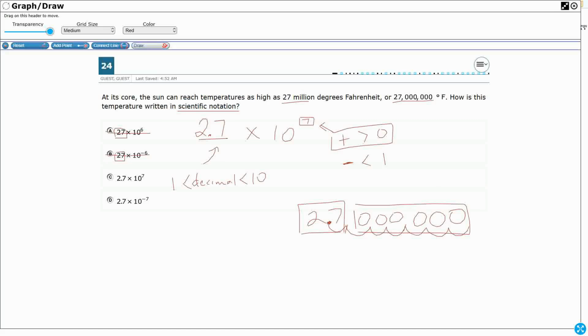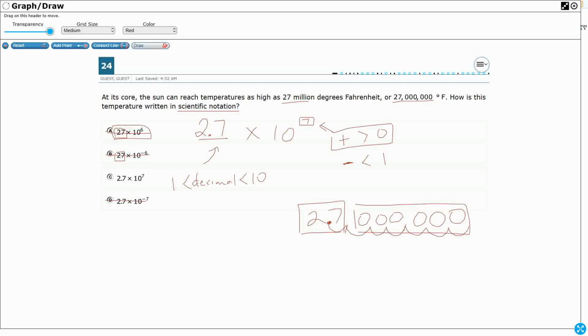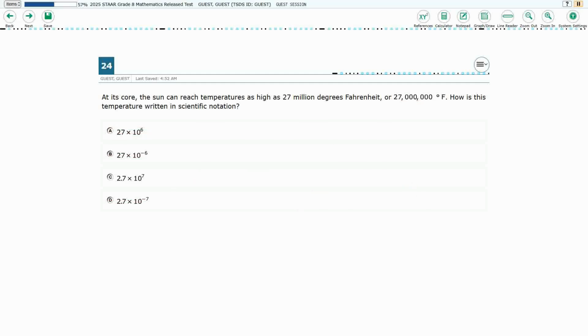And you see here that even though this is technically correct, 27 times 10 to the 6th would get you, here's your 27 and here's your 6 zeros. It's incorrect because that 27 is not between 1 and 10. So our answer is C.